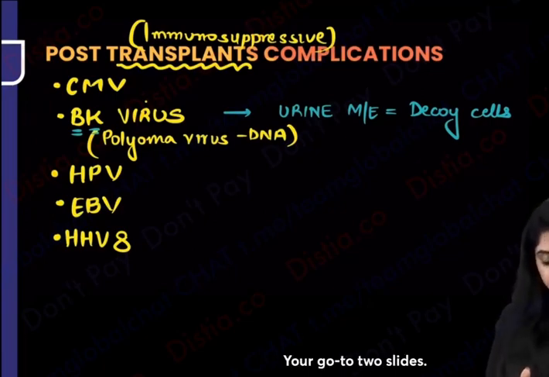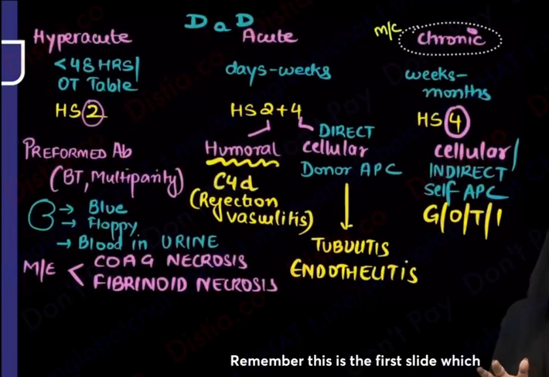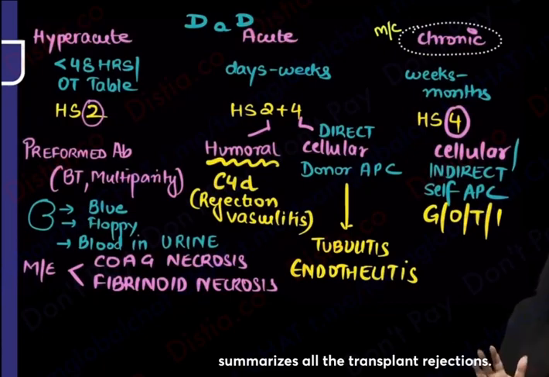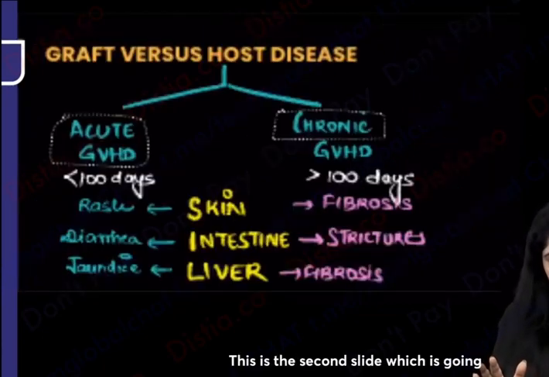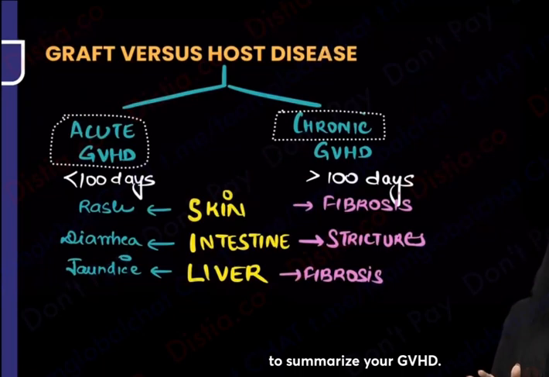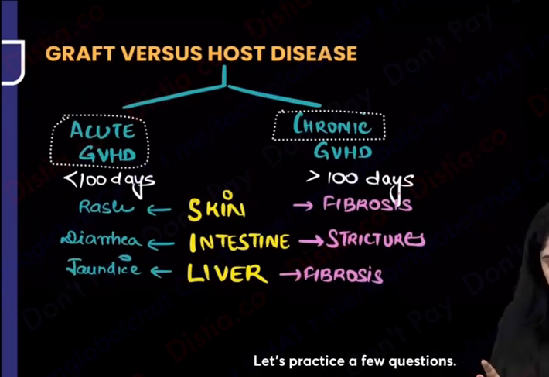Your go-to 2 slides. Remember, this is the first slide which summarizes all the transplant rejections. This is the second slide which is going to summarize your GVHD. These 2 are going to be your last day revision for sure. Let's practice a few questions.